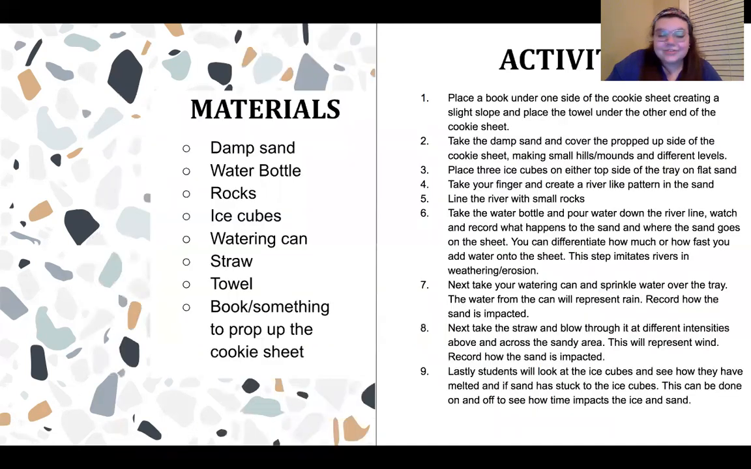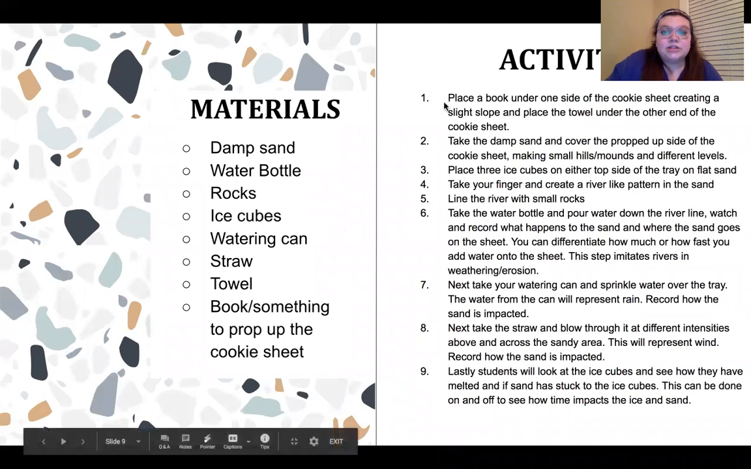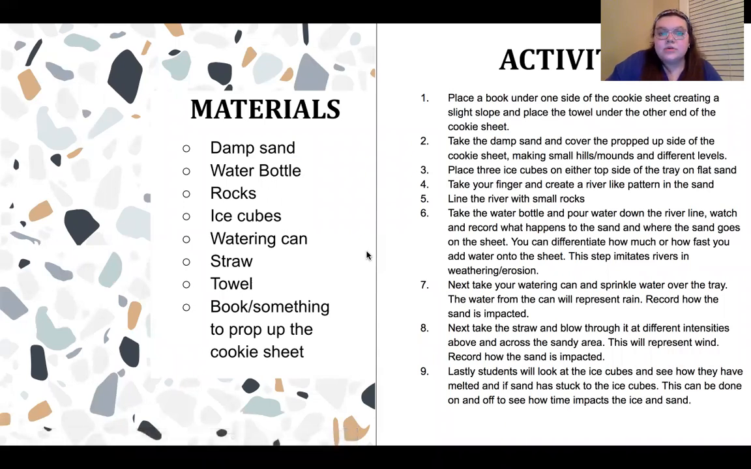I'm going to talk about it now. The materials that you need are listed here, and the details of the activity are listed here, and I also have them outlined in the supplemental document I've created. So I'm just going to talk through how it works. Basically, you would take a cookie sheet that you could just get at the dollar store. I think these are pretty affordable materials, which is good because schools don't always have huge budgets.